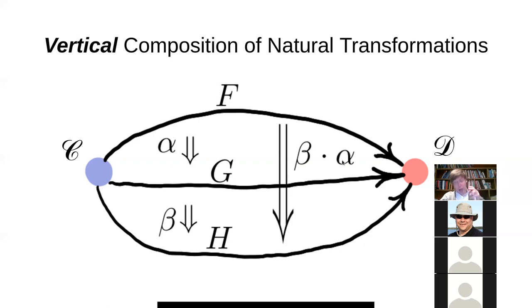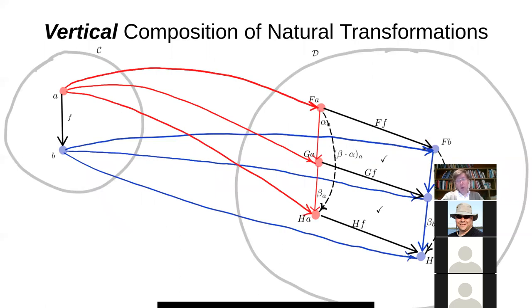It's not just any old mapping, it's a natural transformation. And component-wise, what it looks like is this. So we have C and D here. We have three different functors, F, G, and H. In this diagram, I've labeled in the same color things extending from the same object. So the red are all from object A, blue are all from object B.